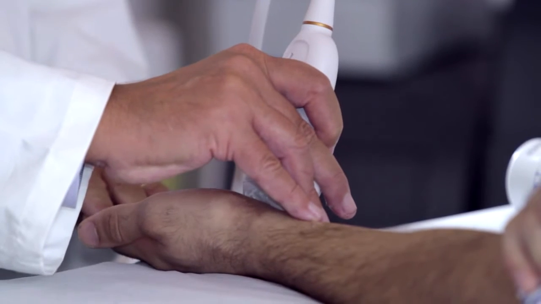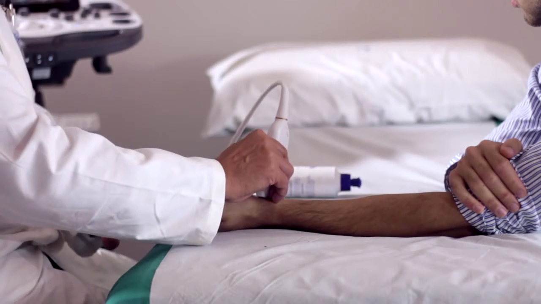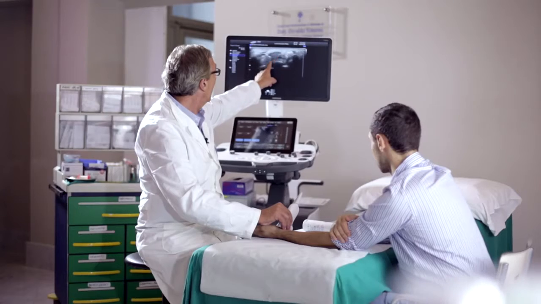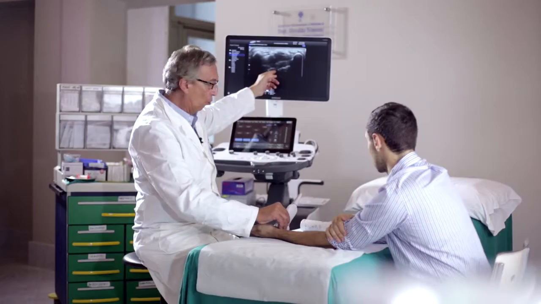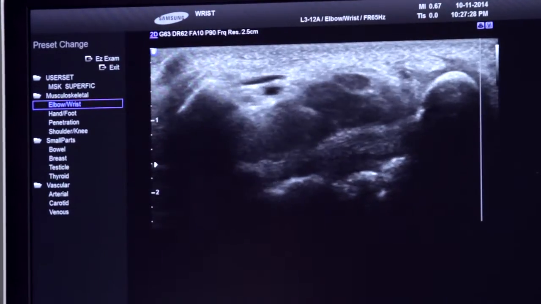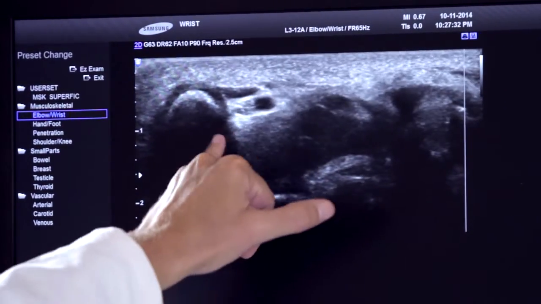Another important scan is that one done to study Guyon's canal, in which, as we know, runs the ulnar nerve. We return to the main scanning of the volar side of the wrist, and we display our median nerve. In the most medial portion, we can perfectly recognize the ulnar artery. Close to the ulnar artery, we can see the ulnar nerve, inside Guyon's canal.